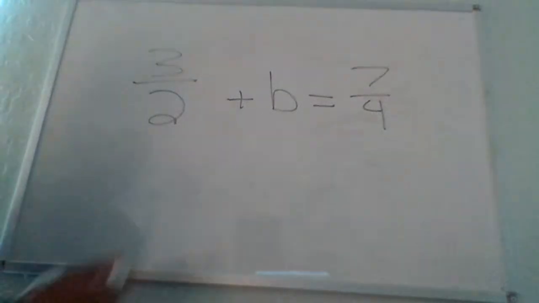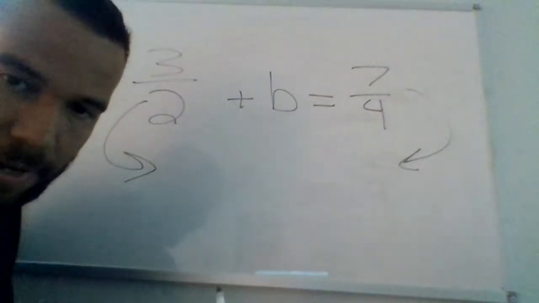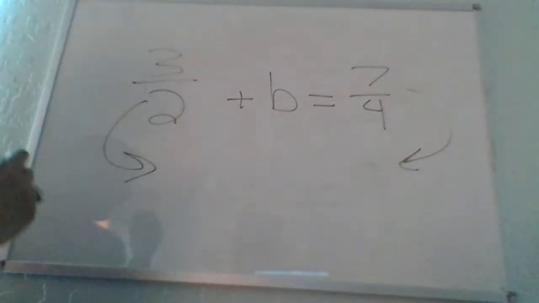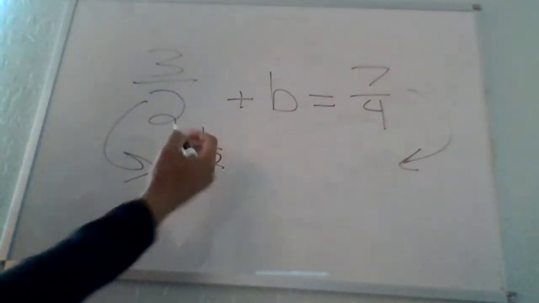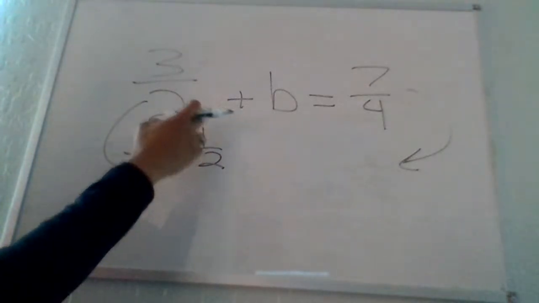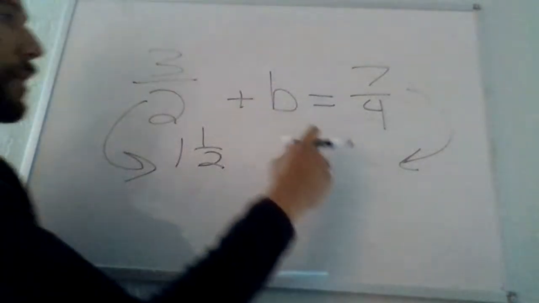Okay. So let's say you want to turn these into mixed numbers, right? Well, 3/2 is going to end up becoming 1 whole and 1/2. Why? 2 times 1 is 2, plus 1 is 3. That's 3/2. Or, how many times can 2 go into 3 evenly?